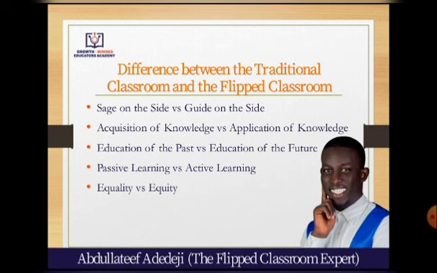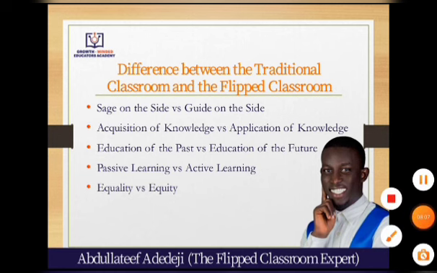The only thing we do in the flipped classroom is split our class into two, so that students can acquire knowledge as much as they can, and they can also be given the opportunity to apply the knowledge. So students acquire the knowledge at home, by reading the materials, by watching the video. When they come to class, teachers guide them on how to apply the knowledge. This is why we call them guide on the side.